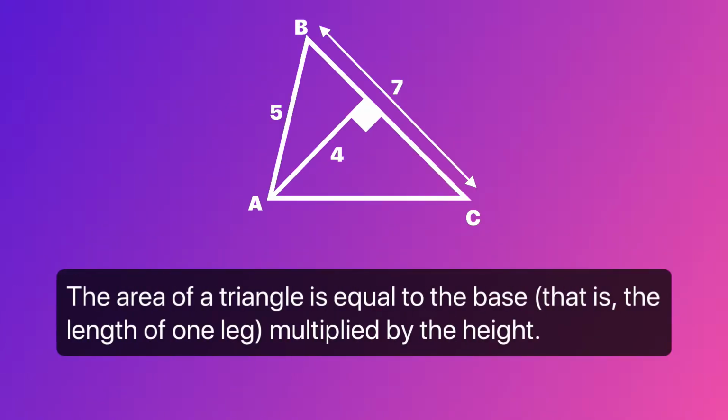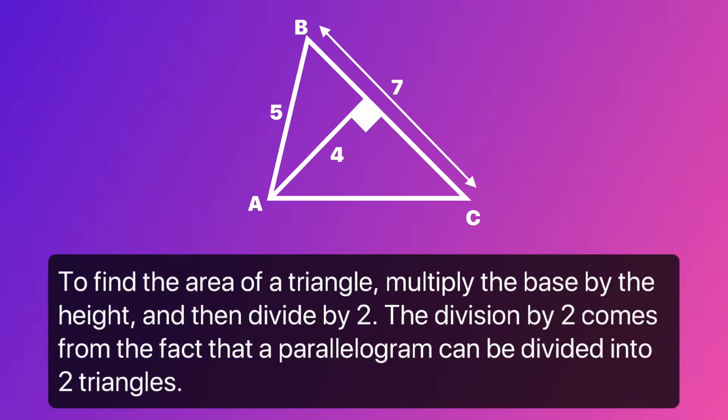The area of a triangle is equal to the base, that is, the length of one leg, multiplied by the height. To find the area of a triangle, multiply the base by the height and then divide by 2. The division by 2 comes from the fact that a parallelogram can be divided into two triangles.